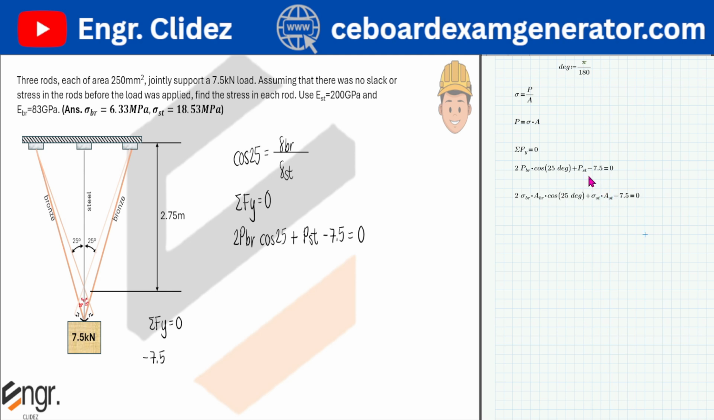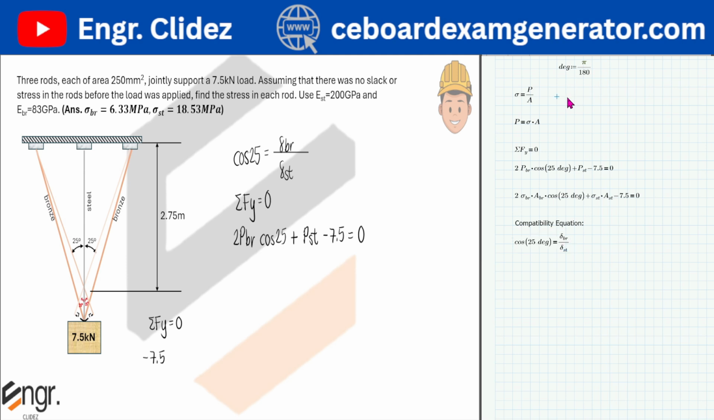Now why are we transforming the forces into this one? What's asked in the problem is the stress in each rod. So if we want to obtain the stress by solving the equations simultaneously, then we can redefine P so that we can automatically get the value of the stresses. Now for our compatibility equation from the relationship of the deformations, we have cosine of 25 degrees is equal to the deformation of the bronze rod divided by the deformation of the steel rod.